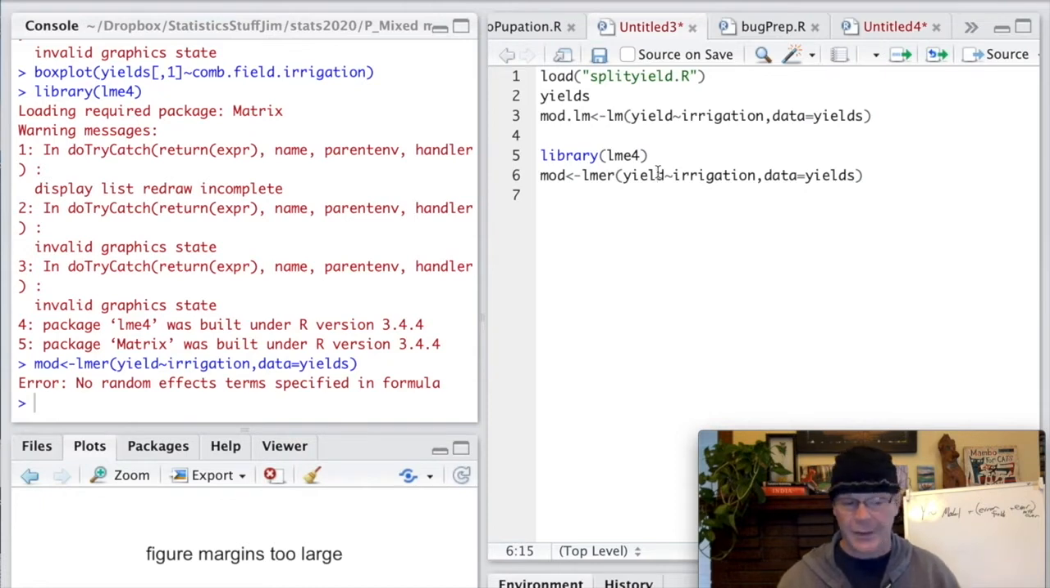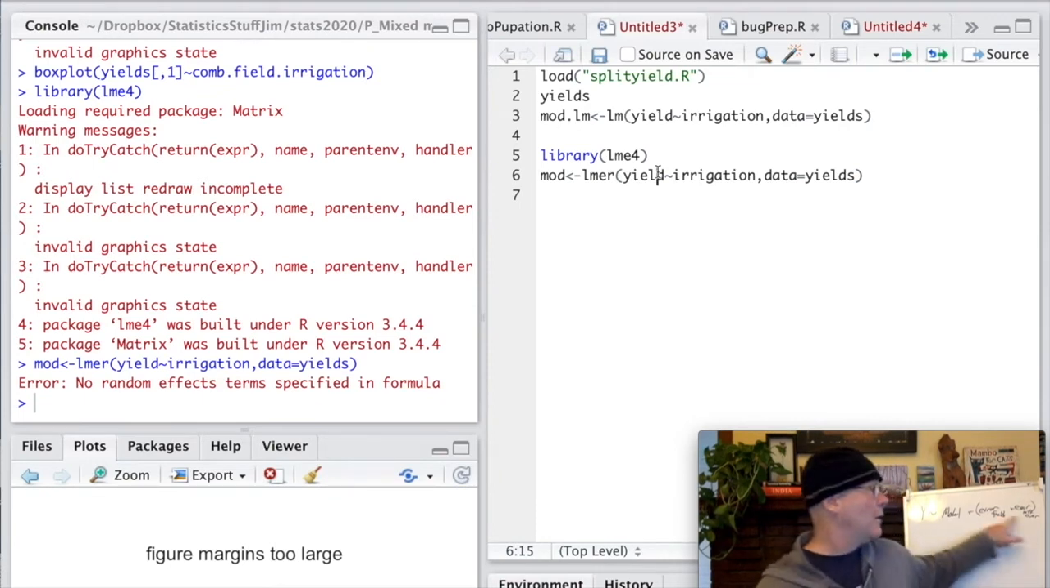And again, we can think about the reason why we're treating field as a random effect is because those 4 fields were sampled from a population of possible fields. And again, we can assume that there might be differences among fields, just inherent differences among fields, and we're going to want to account for that portion of the error.